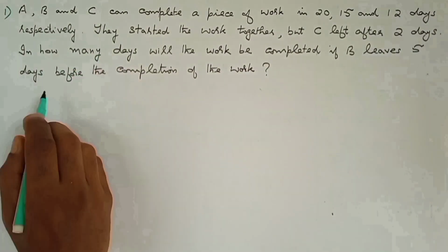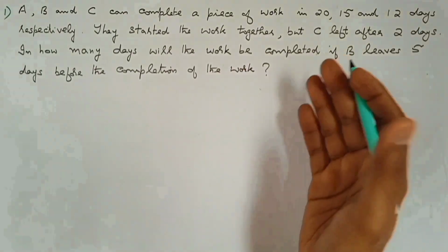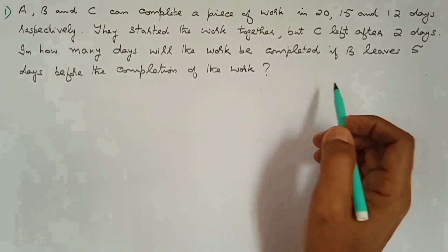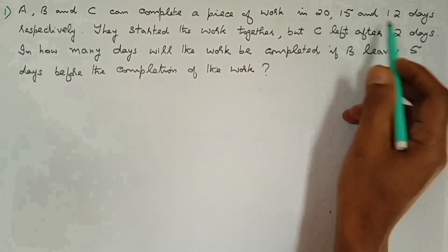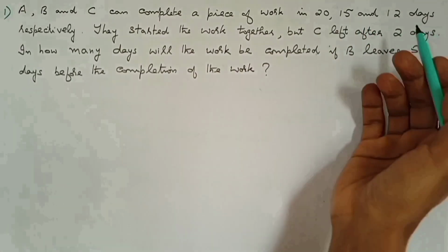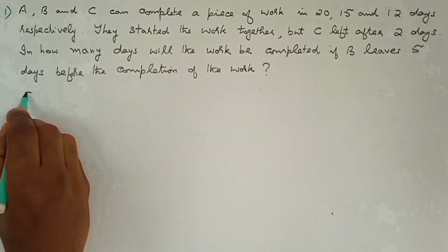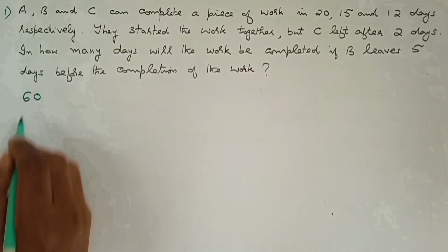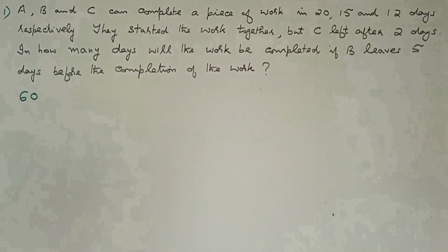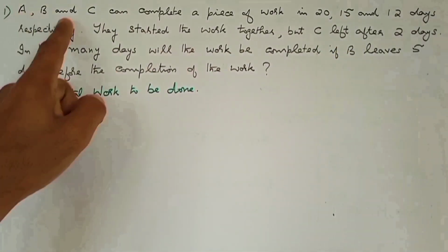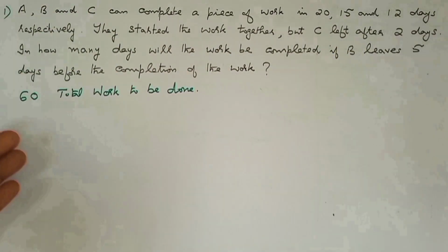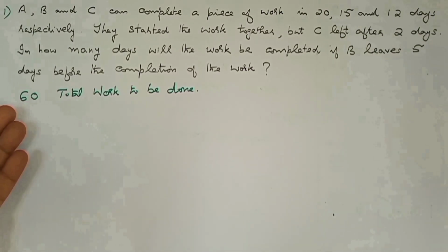Yeah, in LCM method, the first step is to choose the total quantity of work as the LCM of the number of days involved, which are 20, 15 and 12. LCM is obviously 60. So we take 60 as the total quantity of work to be done. The next step is to find out how much work A, B, C will do in a day based on this assumption of total work being 60.